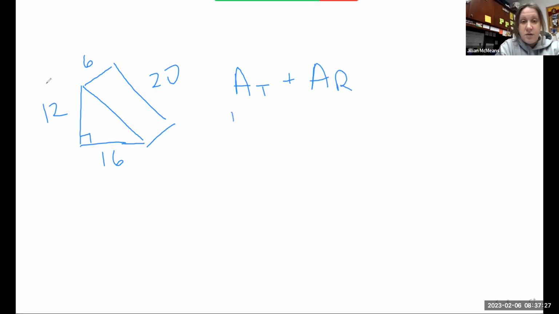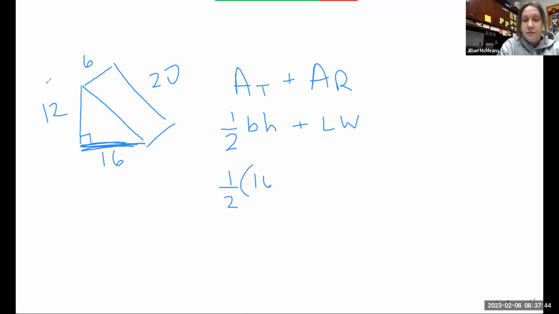So the area of a triangle is 1/2 times the base times the height. And the area of the rectangle is the length times the width. So for the triangle, we could treat the 16 as the base and the 12 as the height. And for the rectangle, the length would be 20 and the width would be 6.